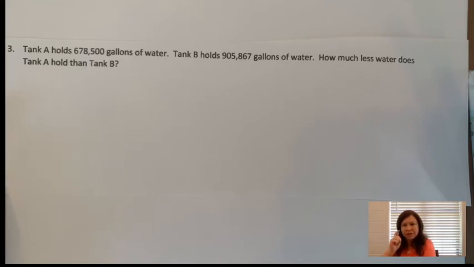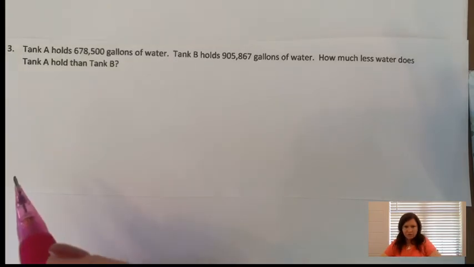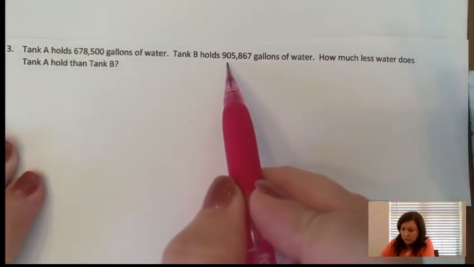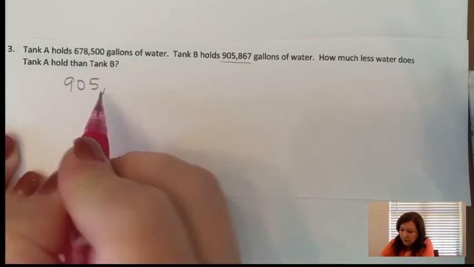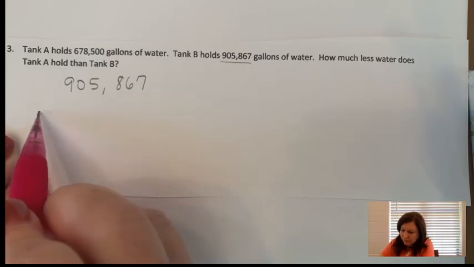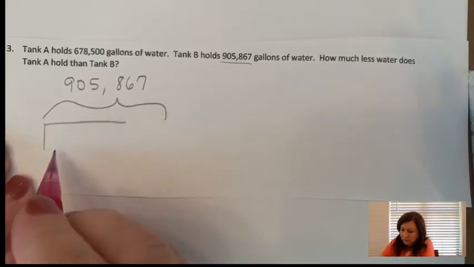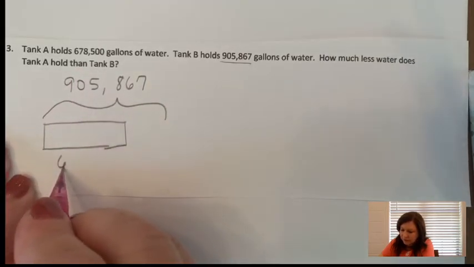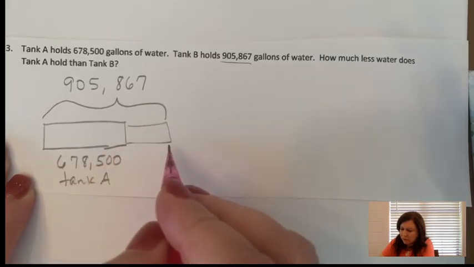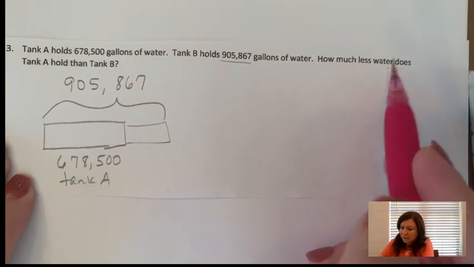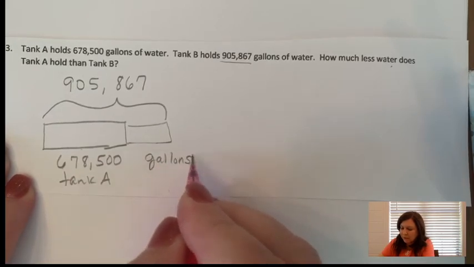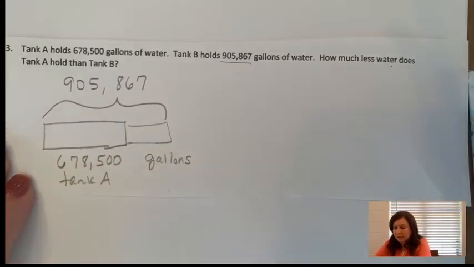Now, with this problem, first, let's draw a tape diagram to help us understand our problem, okay? So it tells us that tank B holds 905,867 gallons, okay? So that is kind of like our total here. And then we know that tank A holds 678,500 gallons. So this would be tank A. So what we don't know is how much less tank A holds than tank B. So we're trying to figure out how many gallons more tank B holds.